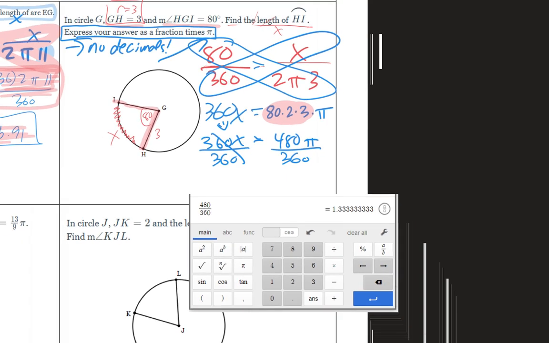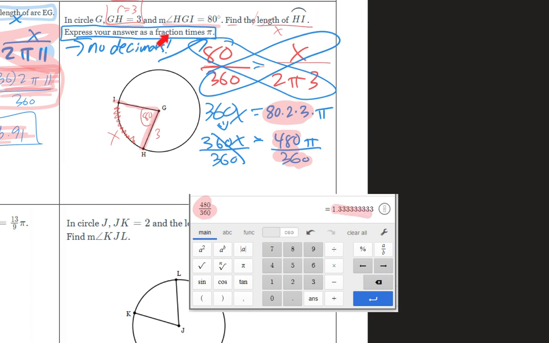Okay, so as we see over here, we're going to put 480 divided by 360 into our calculator. We're not going to put that pi in there because we know our answer wants to have pi as the answer. So I'm only going to put in that 480 over 360. Okay, so then it gives me this.